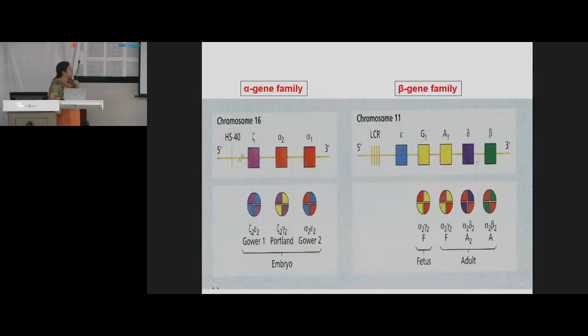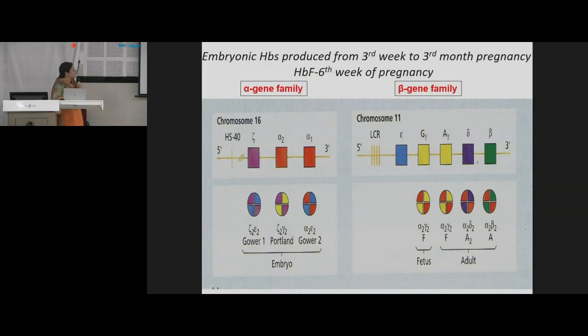The alpha gene is present on chromosome number 16, and the beta gene is present on chromosome number 11. These are the embryonic hemoglobins: Gower 1, Portland, Gower 2. These are produced from the 3rd week to the 3rd month of pregnancy, and fetal hemoglobin starts from the 2nd month to 6th week of pregnancy.